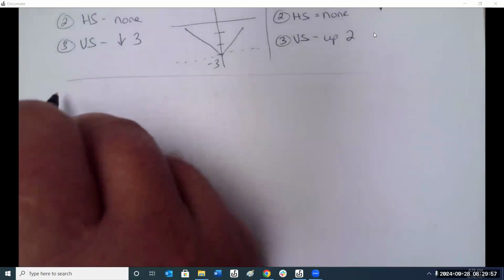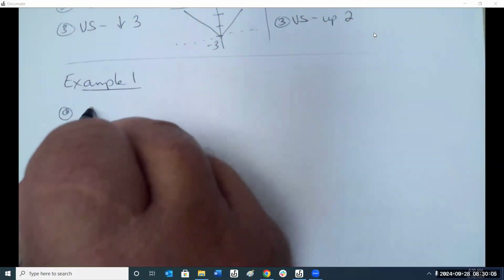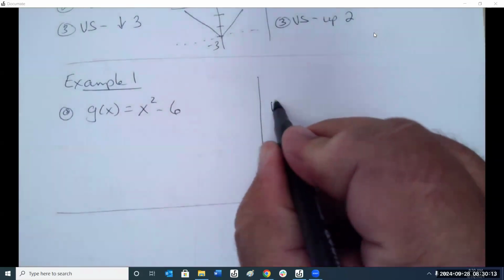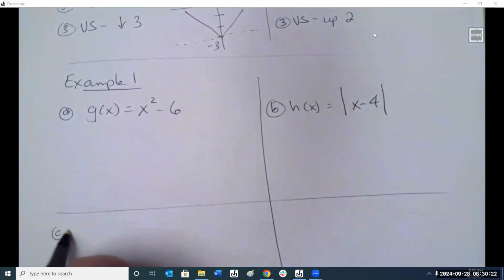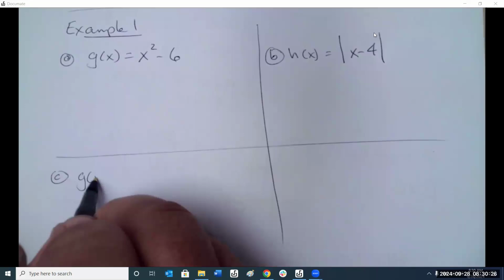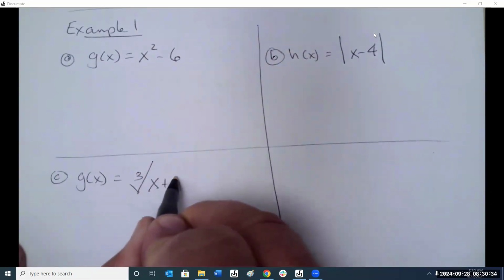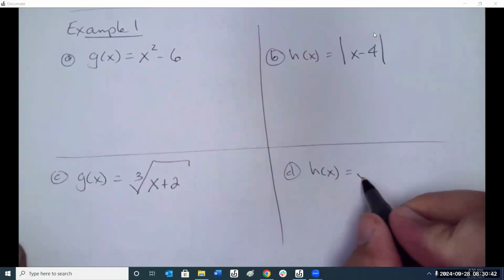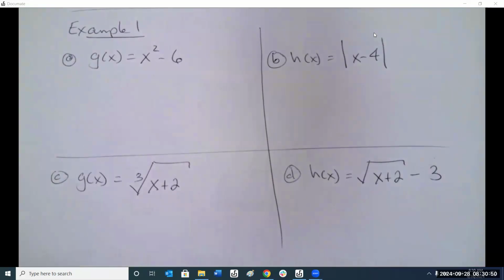All right. The third transformation, oh, let's look at example 1. Sketch these graphs. Let's look at these 4 graphs.